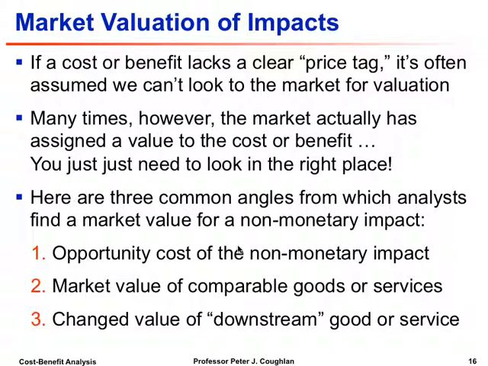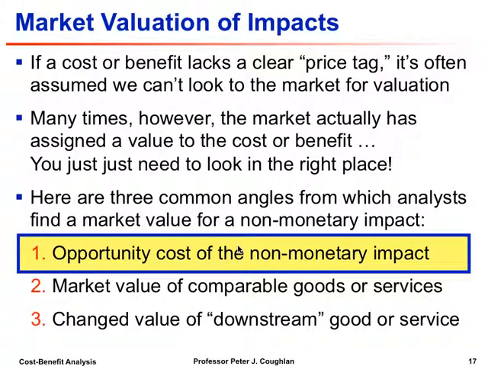The market value of comparable goods or services. There may not be a direct or exact market. Something may not be traded in a market, but there's something comparable that is traded in a market. But also things like the changed value of a downstream good or service. So, for example, you may improve the quality of the environment in a certain area of Michigan, right? Well, people didn't trade environmental quality in a market, but what happened to home prices, right? What happened to the value of properties as you improve the environment, right? That is a downstream good or service that might give some indication of the market value of the non-monetary impact.